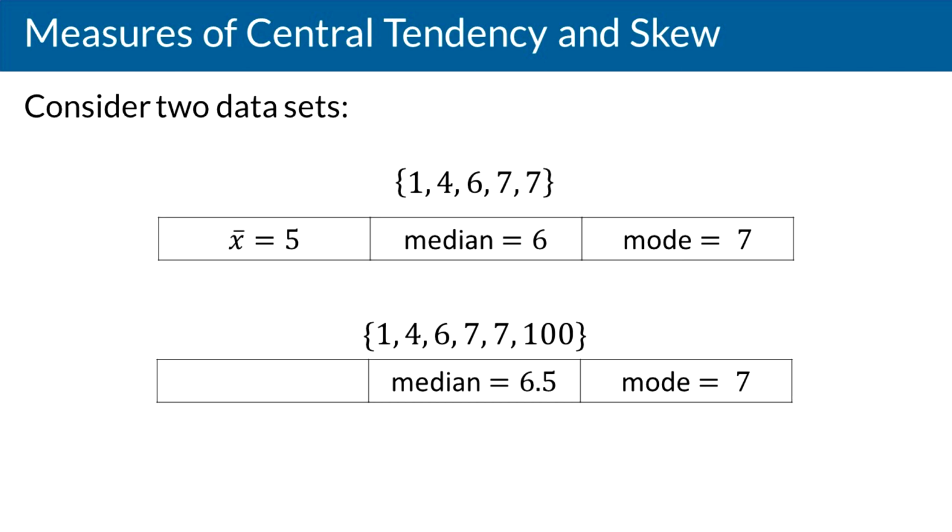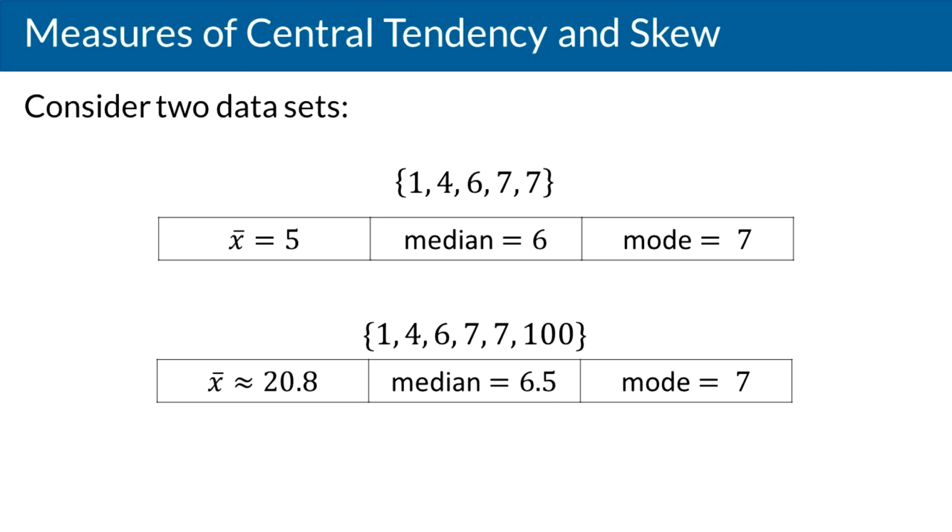If I were to determine the median and the mode for this data set, we'll notice that not much has changed. The median has shifted slightly to 6.5, and the mode of the data set is still 7. However, when I determine the mean of the data set, I see that it has skyrocketed up to approximately 20.8. There's a significant shift here due to the addition of the number 100 to the data set.